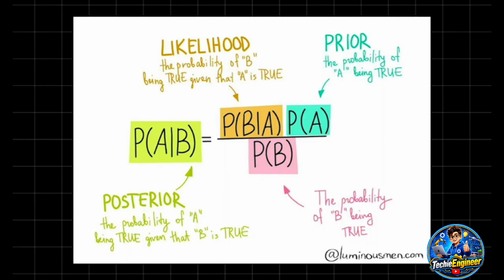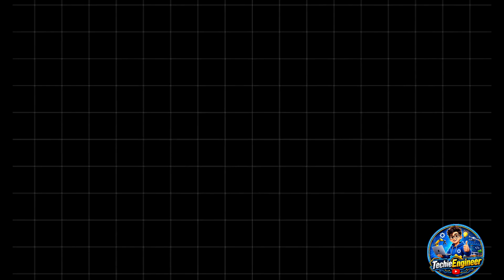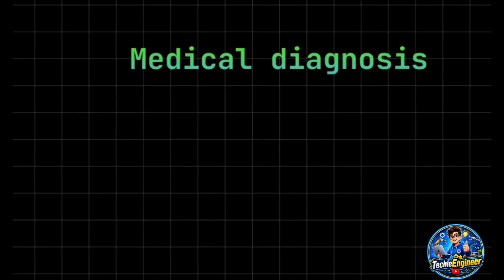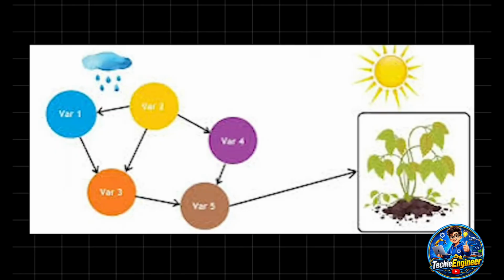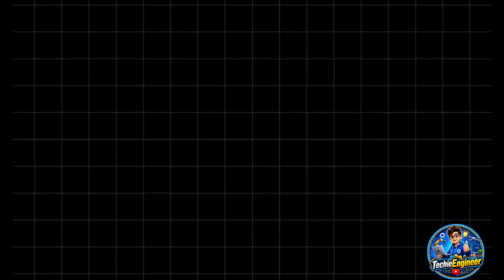Using Bayes' theorem, the network can infer the likelihood of outcomes based on prior knowledge and observed data. They are widely used in areas such as medical diagnosis, risk assessment, natural language processing, and AI systems. Bayesian networks offer a structured, intuitive approach to modeling uncertainty and making informed predictions based on probability.